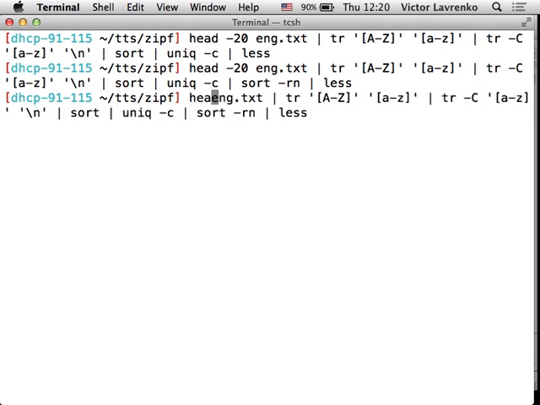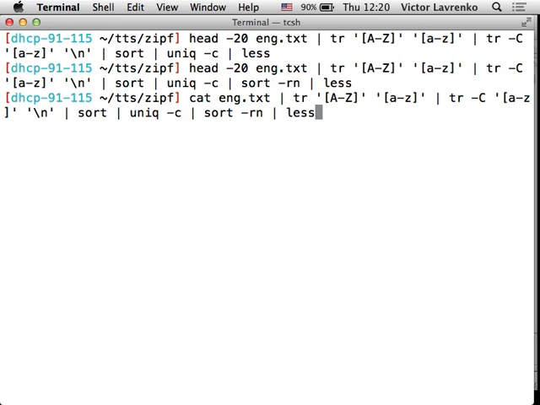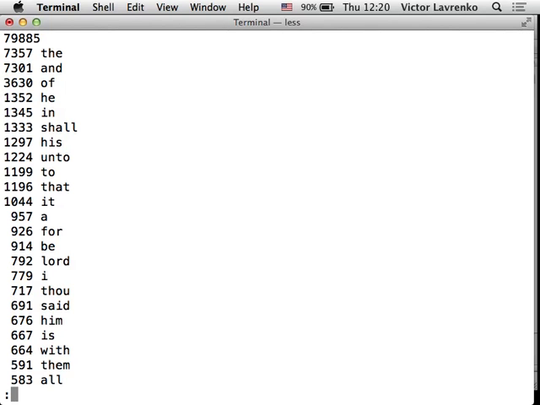Now the beauty of this is, let's take the entire Bible. I'm just going to cat the entire text file, and it's going to take a little bit longer, but not as long as you would expect. Okay, there you go. And you see, God has actually moved down quite a bit. I don't think God is in this list anymore. But the beginning of the list is very much the same. So you have the, and, of.